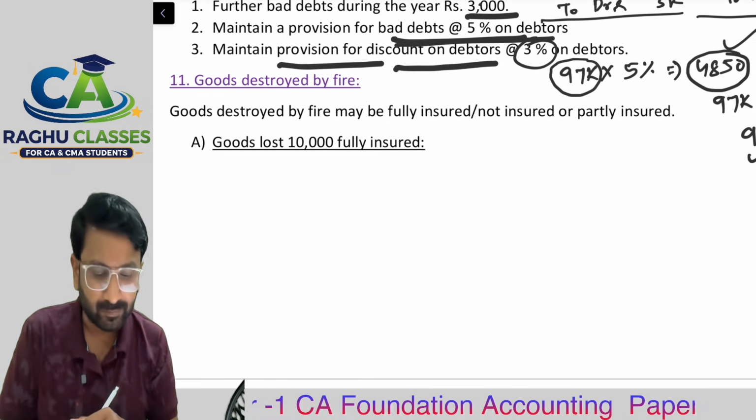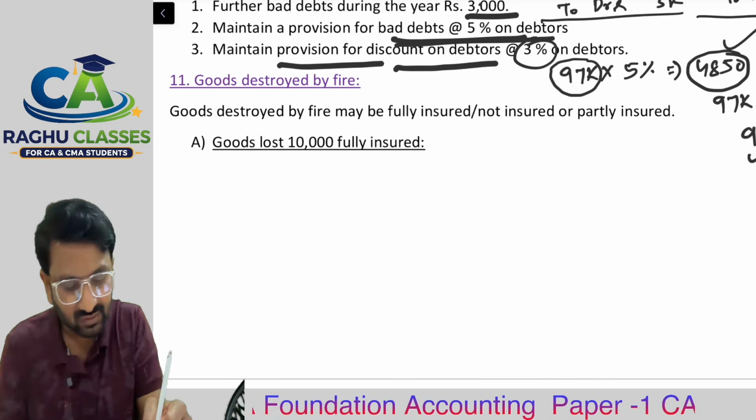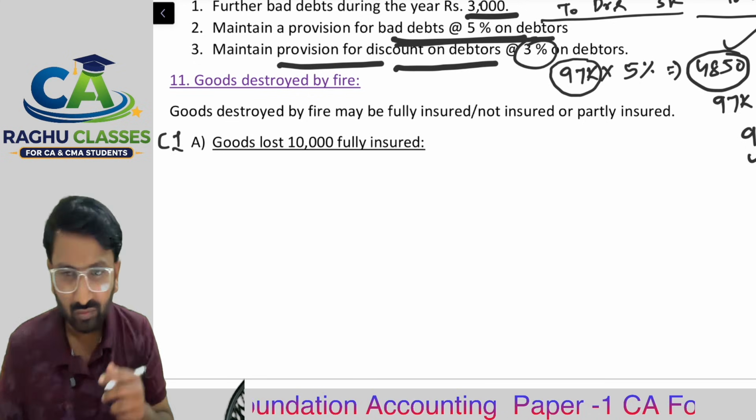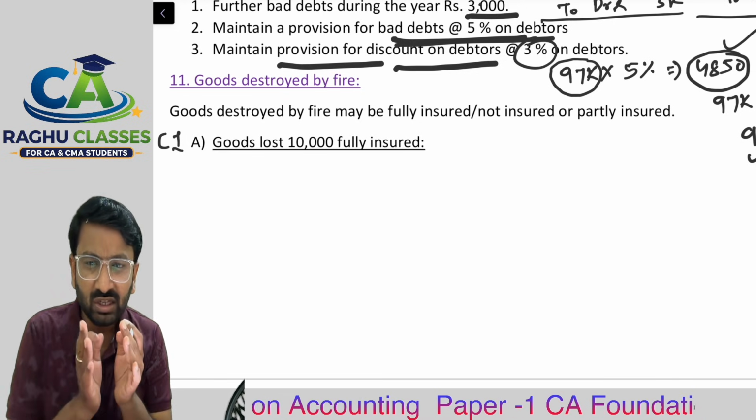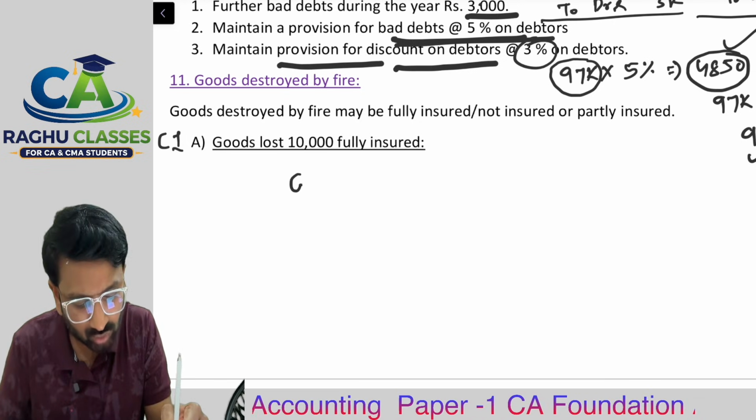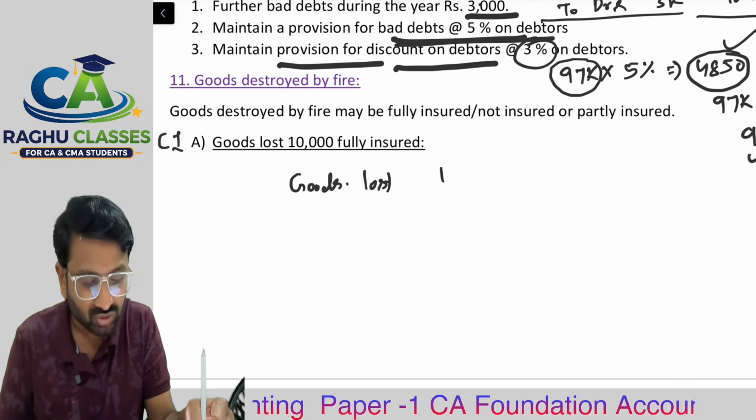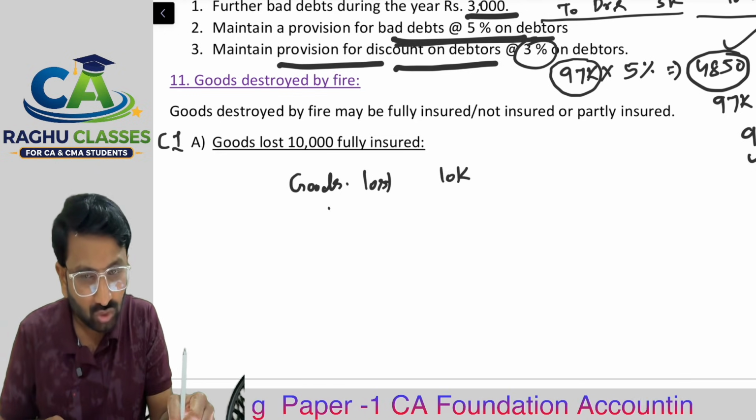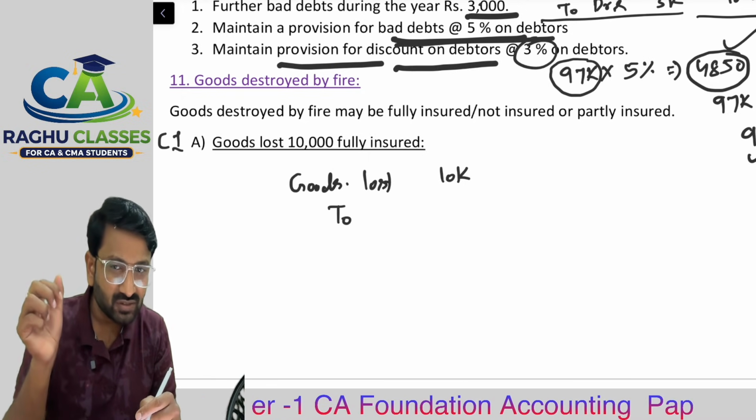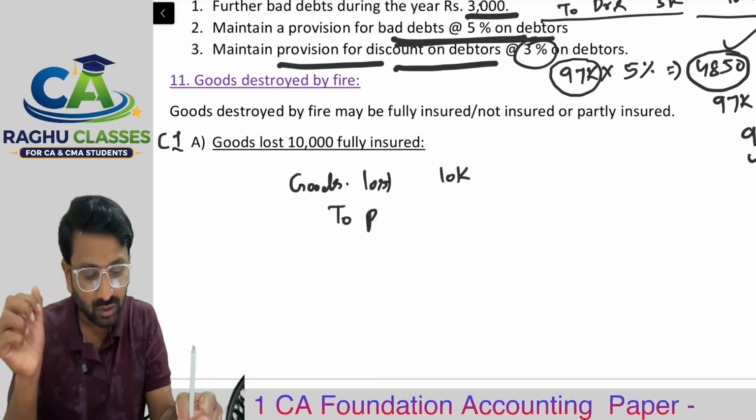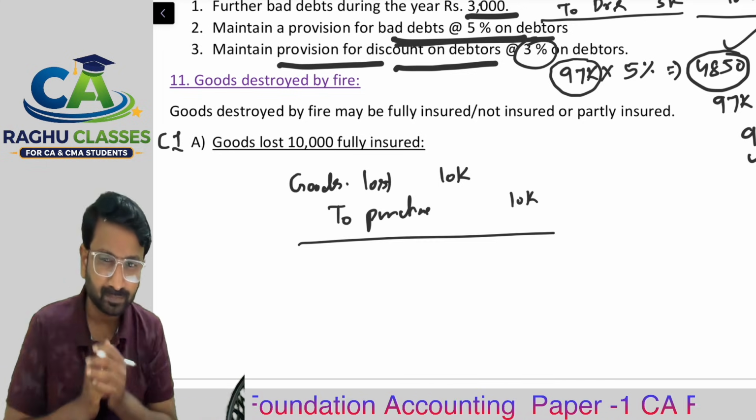Next, adjustment number 11, goods destroyed by fire. There are 3 different cases in this. Let us take up one by one. Case 1, you have lost 10,000, fully insured. So whenever the goods are lost, it's a loss for you, debit that. So goods lost 10,000. And if the goods are lost, if you remember, in the trading account, we deduct that from purchase. So purchase is going down. So goods lost account debit to purchase 10,000. This is the first one.